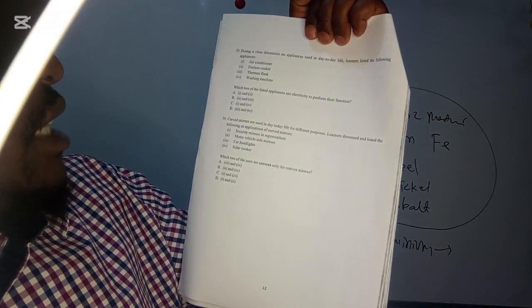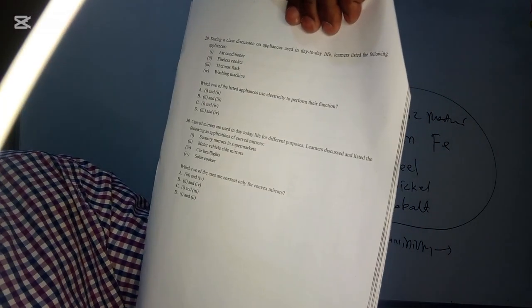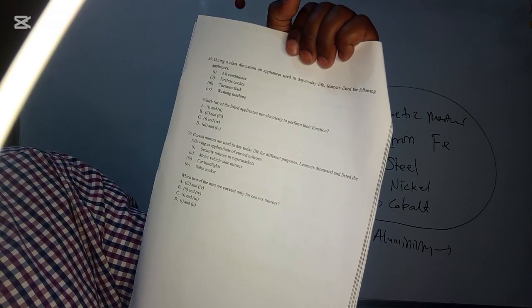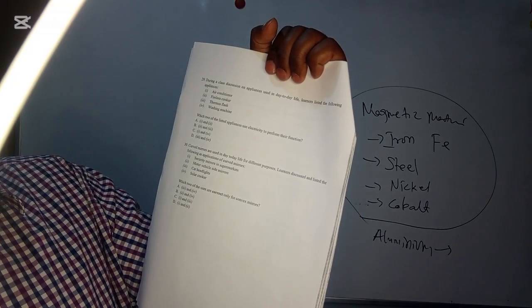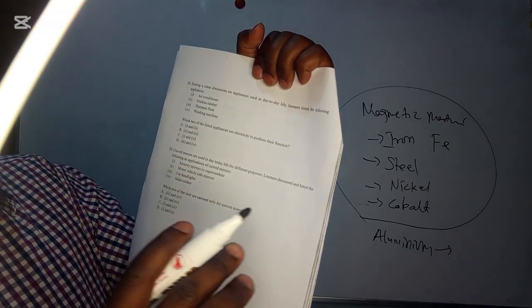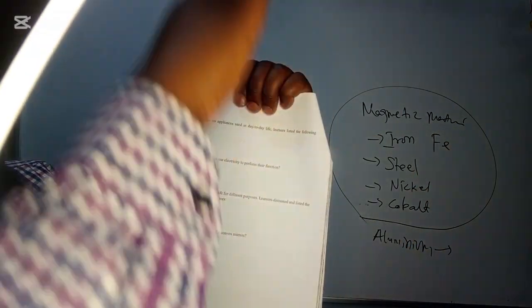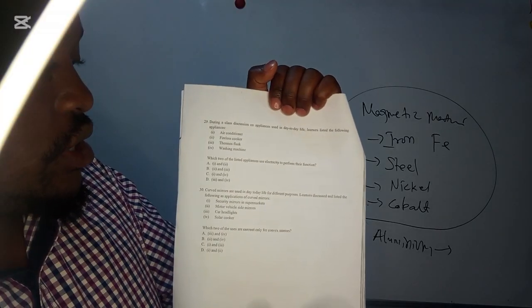Curved mirrors are used in day-to-day life for different purposes. Learners discussed and listed the following as applications of curved mirrors. So which of the two uses are correct for convex mirrors? Convex mirrors, where are they used? You will realize that they are used in security mirrors in supermarkets, where one can visualize many people in one mirror, or it gives a larger view on a small mirror.